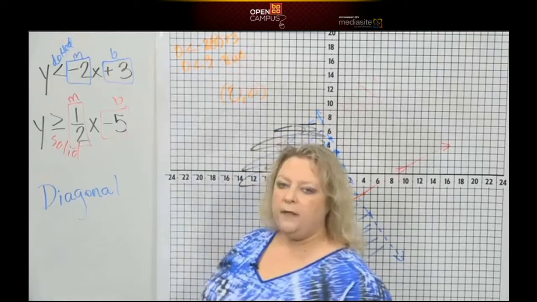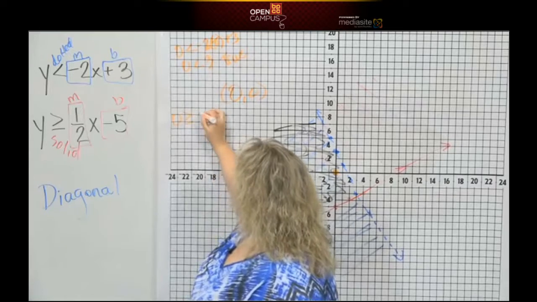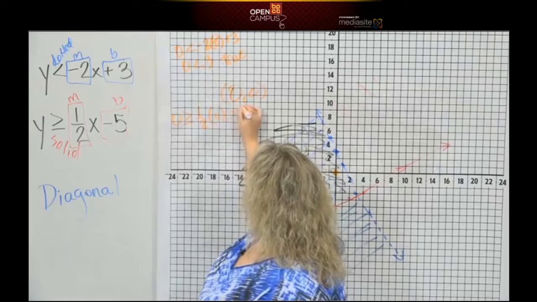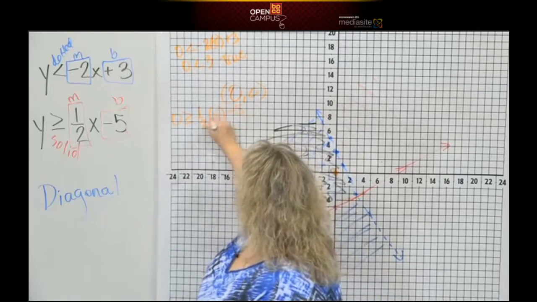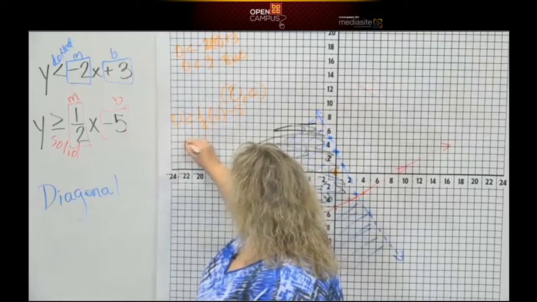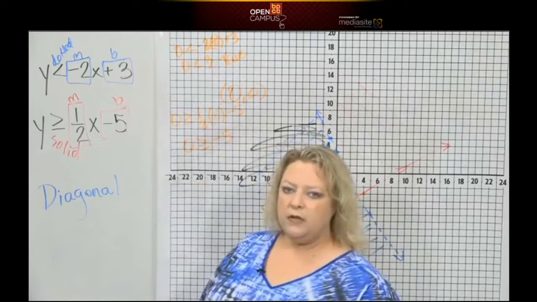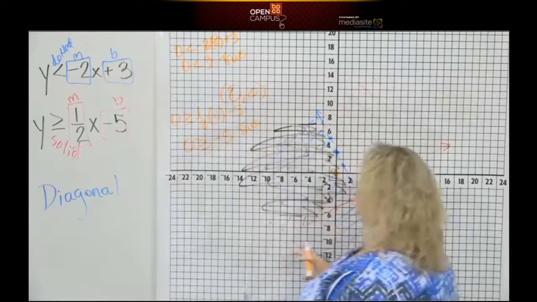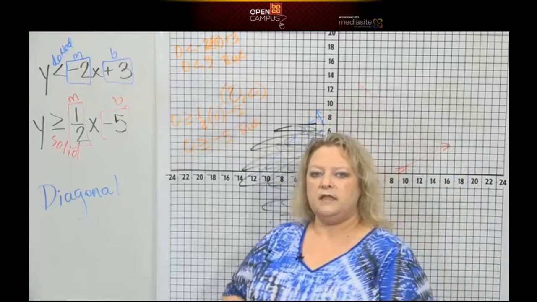Okay, let's try the other one. 0 greater than or equal to 1/2 times 0 minus 5. Well, 1/2 times 0 is 0. So is 0 greater than or equal to negative 5? Is that true? Yes. So I have shaded all of this in the correct spot, all right?